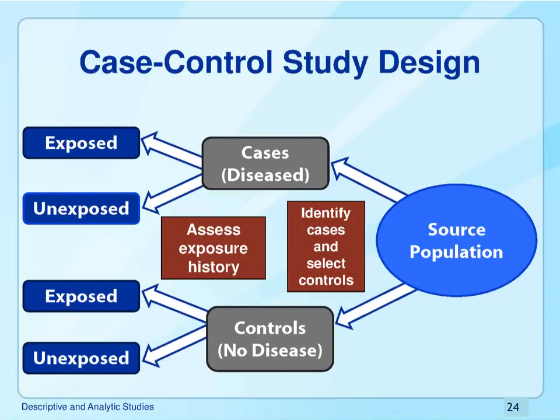Now, selecting cases and controls is not always easy. Cases may be difficult to find if the disease under study is rare in the population. Potential sources for cases could include hospitals, clinic registries, and so on and so forth.